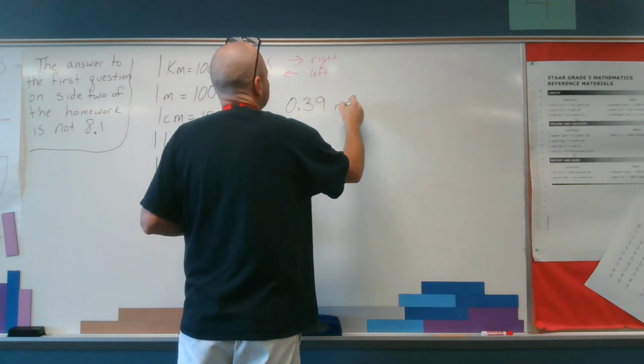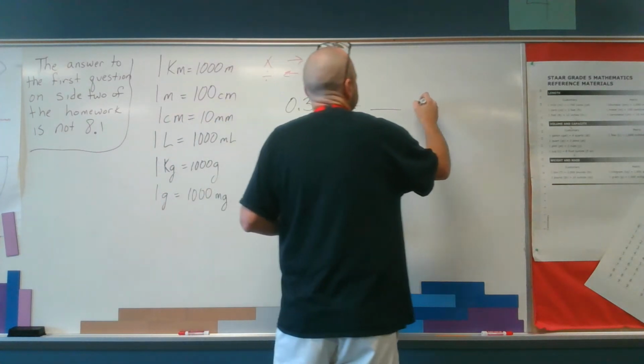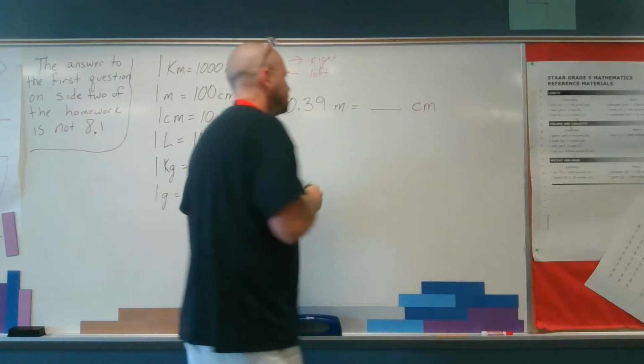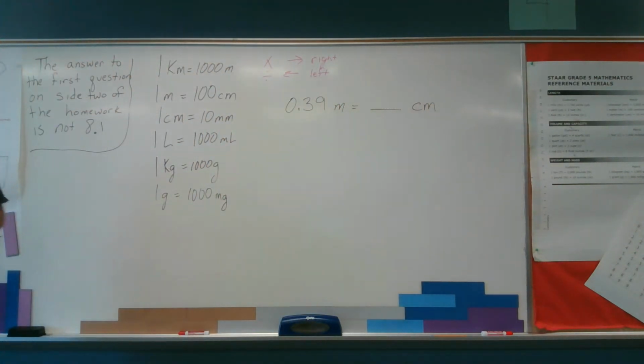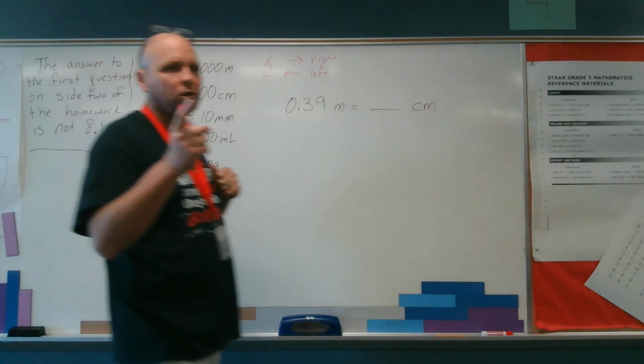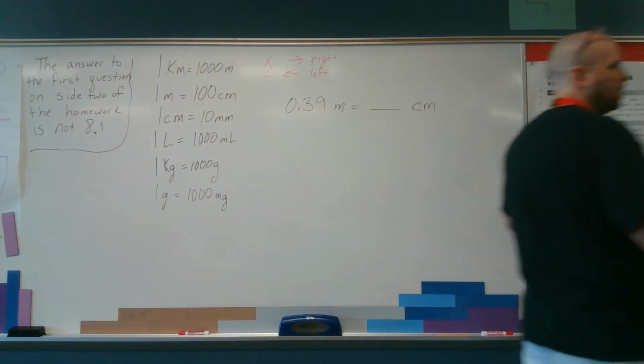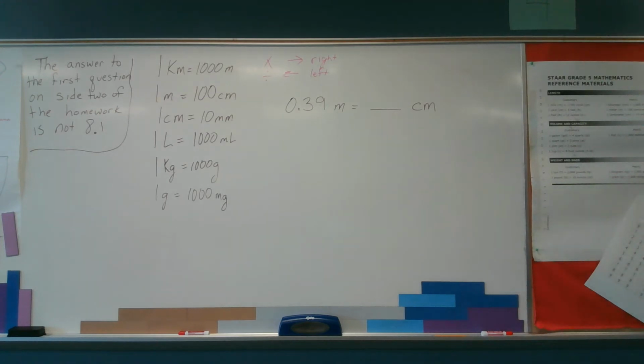9 meters equals blank centimeters. Now we have 39 hundredths of a meter equals how many centimeters? Let me ask you a question, crew. 39 hundredths of a meter, is that less than or greater than 1 meter? Less than.